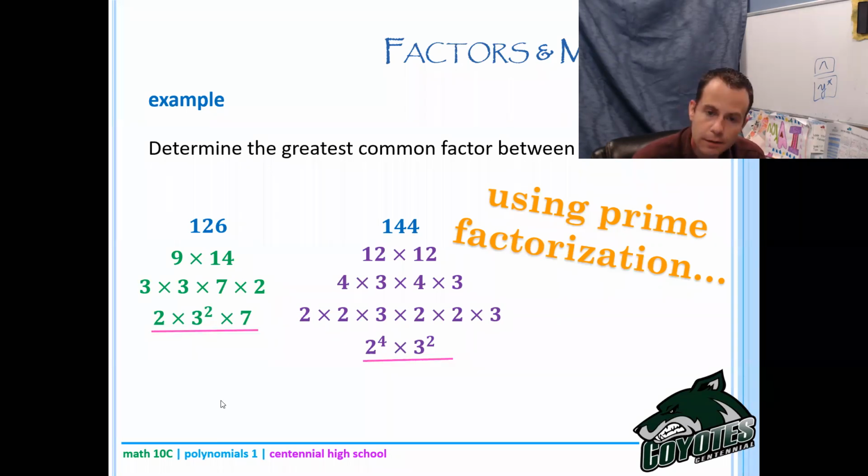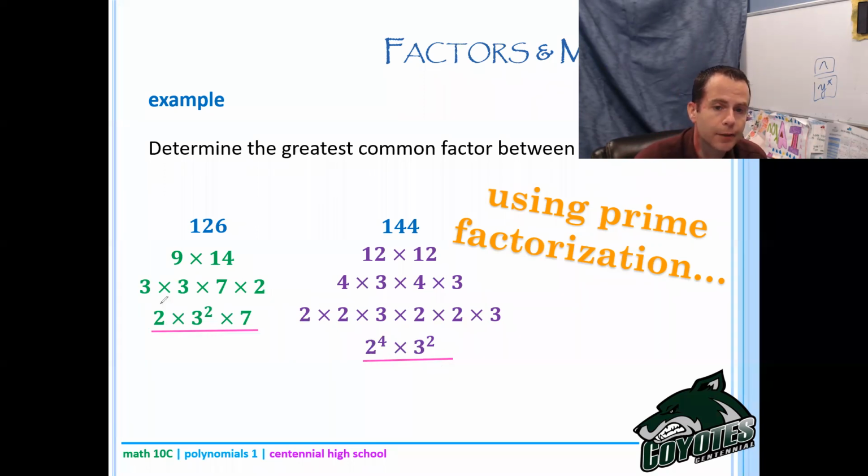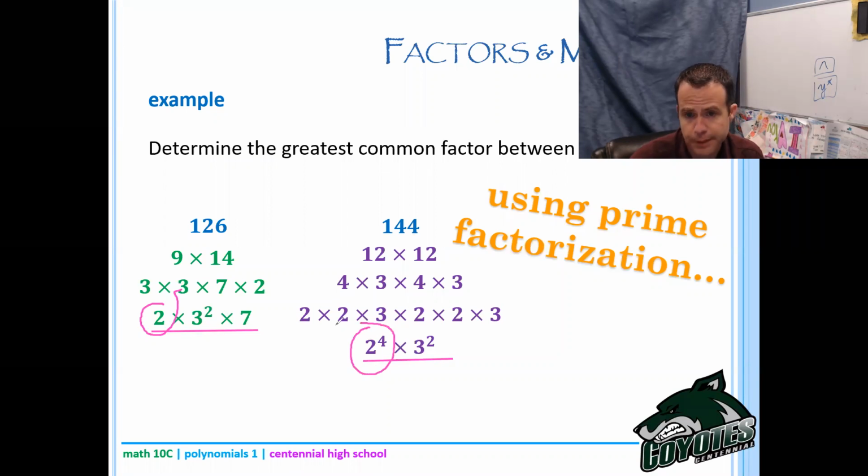If I'm looking for the greatest common factor, I take a look at what's common to both piles. So there is a 2 common to both piles. There is only 1 2 common to both piles. This guy has 1 2. This guy has 4 different 2s, but that means there's at least 1 2 common to both.